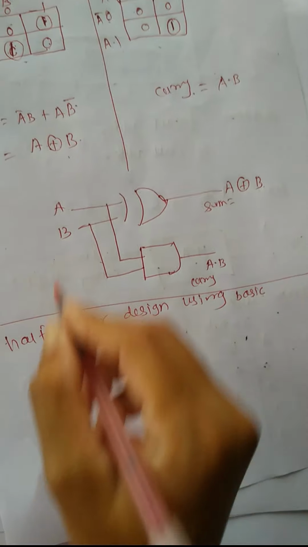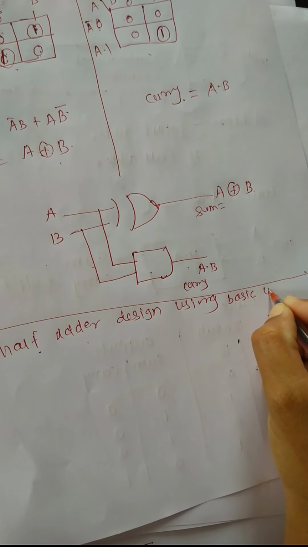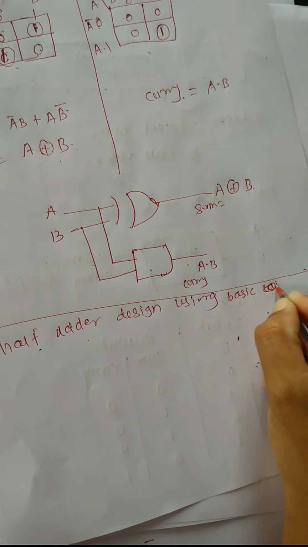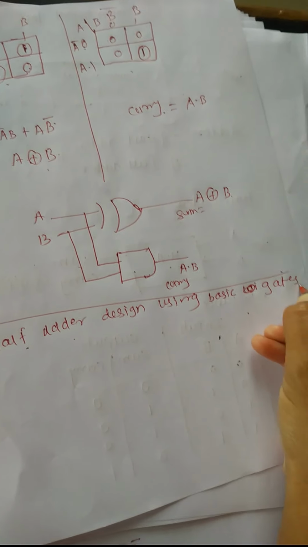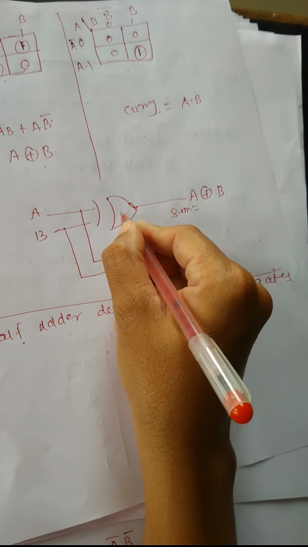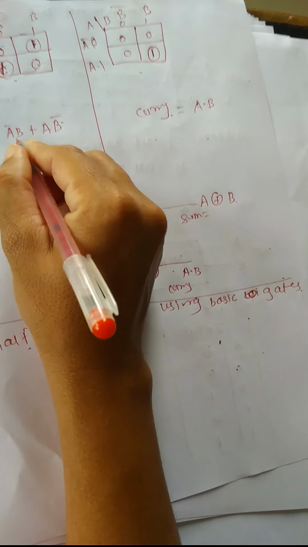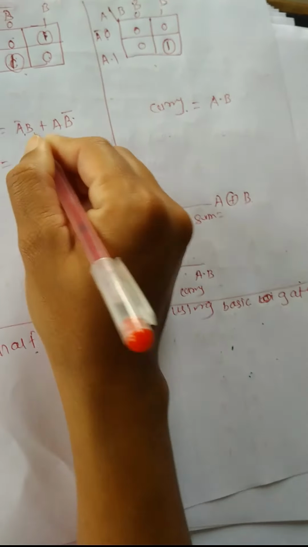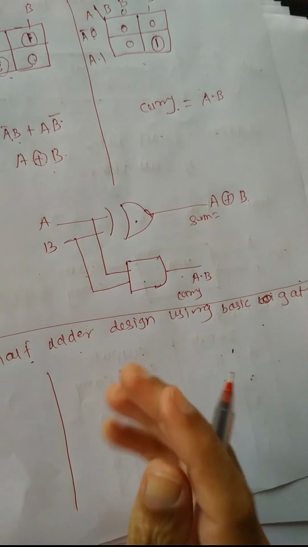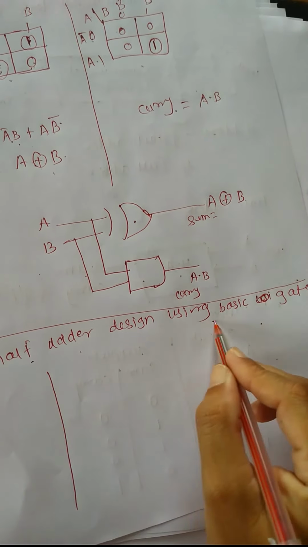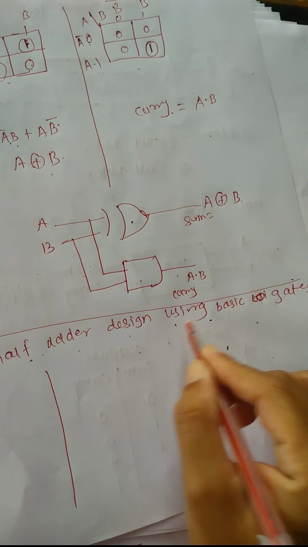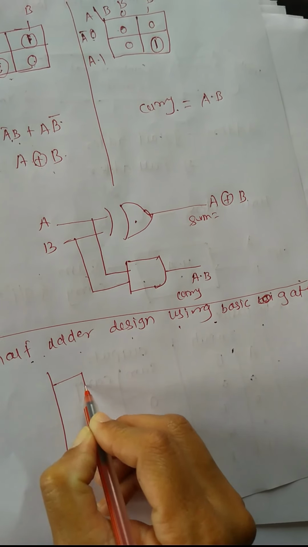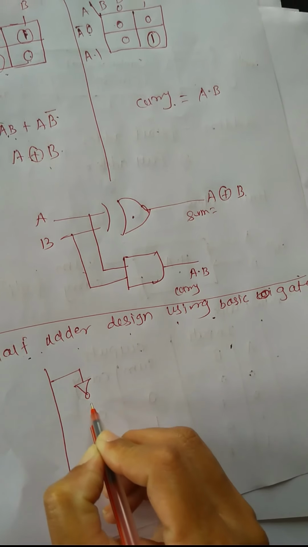There are different questions asked from one point. So the next point is half adder design using basic gates. This is a special or derived gate, that is the XOR gate. So for the designing you have to use this equation. There is an A bar term. Basic gates are AND, OR, NOT. In designing a half adder using basic gates, only the basic gates are required.